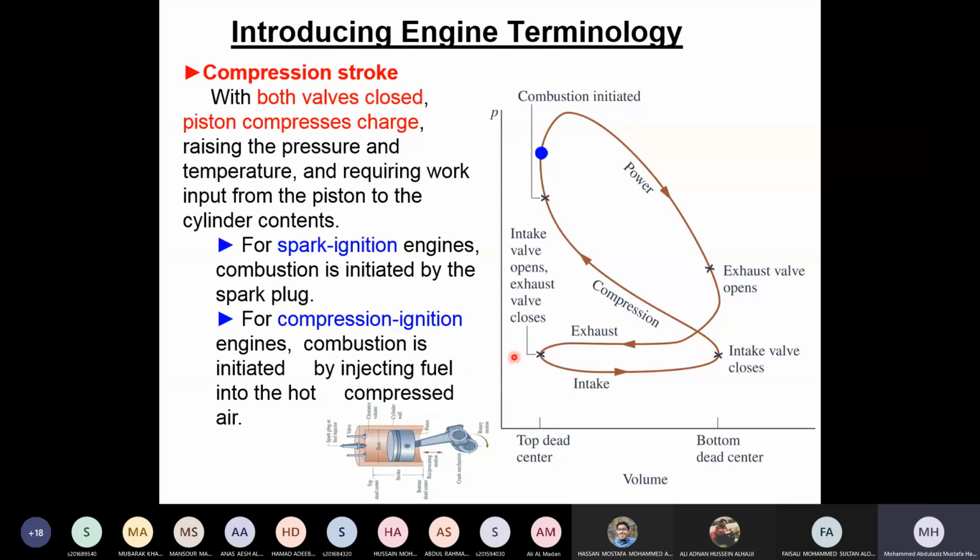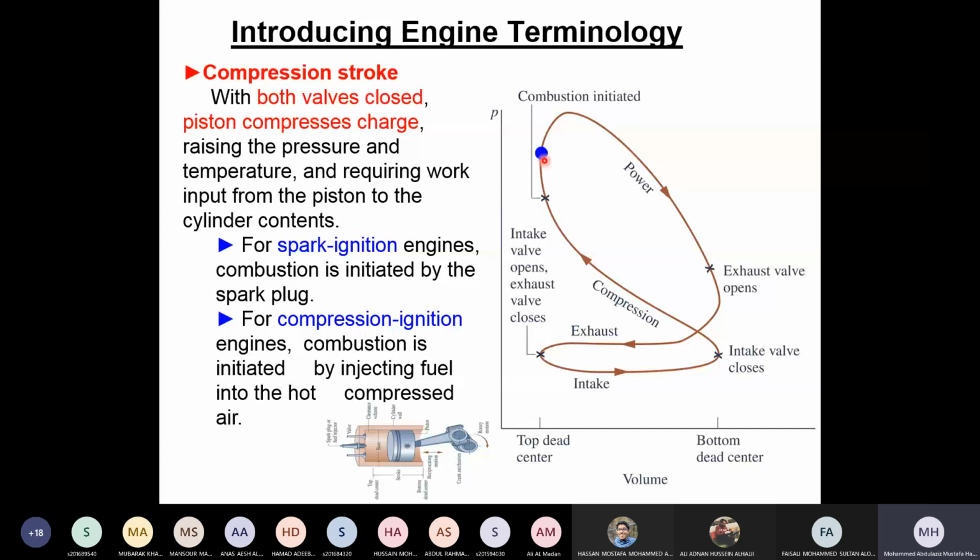So at this point, we have intake. In the spark ignition engine, we have fuel plus air. In the compression ignition engine, we have only air. Then the valve is closed, the piston moves back, and this is the charge. I'm calling it charge. It can be fuel and air in the spark ignition, or air only in the compression ignition. It is compressed, reaching a certain point here.